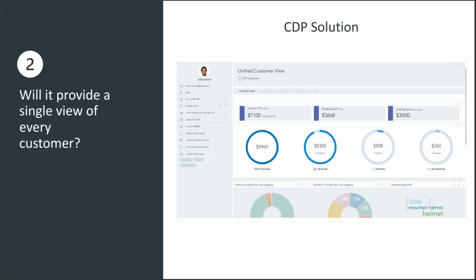from a customer perspective, for this customer, what they really want to understand is what is the lifetime value of this customer to date? What is their predicted lifetime value for this year? And what total revenue do we expect from this customer up to date? And then we have total purchases: how much has been spent on bicycles, how much on helmets, how much on accessories.